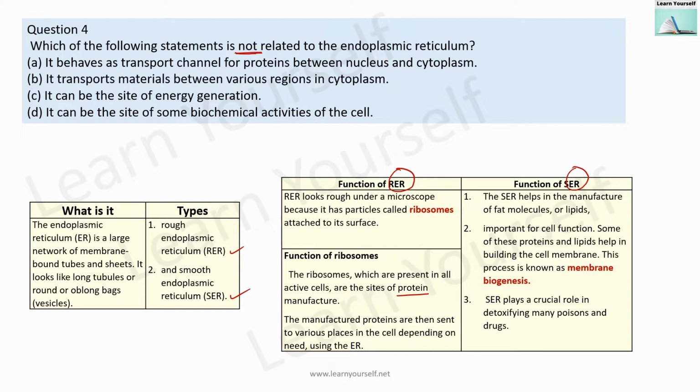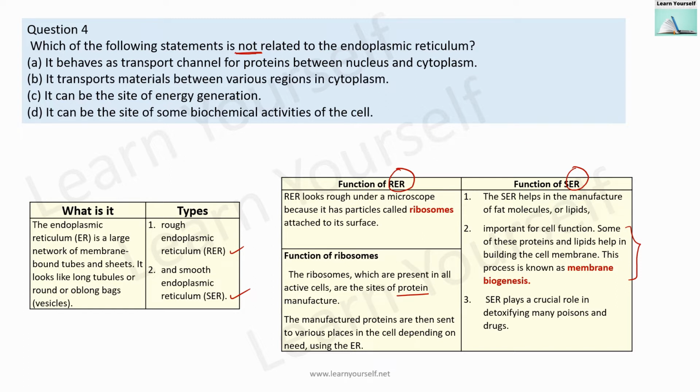When they are making protein and lipid, this protein and lipids are helping in making cell membrane. So this process is known as membrane biogenesis, where they are making membrane and smooth endoplasmic reticulum is helping in that. How is it helping? That it is manufacturing protein and lipid molecule which in turn being used in membrane formation. Now, SER plays a crucial role in detoxifying many poisons and drugs. So, these are the functions of RER and SER.